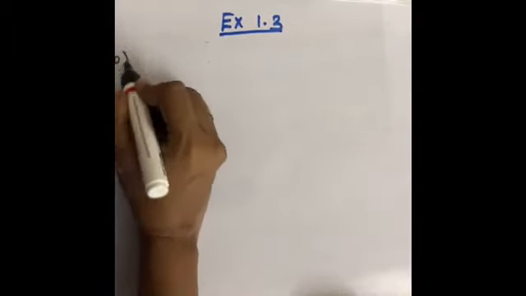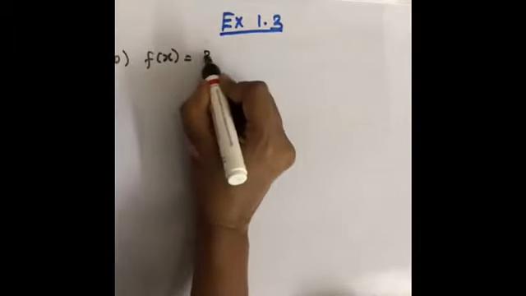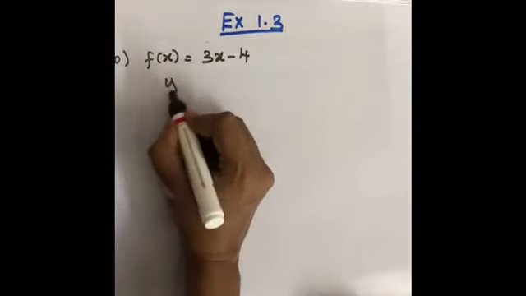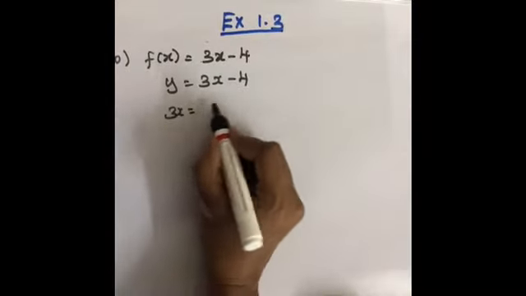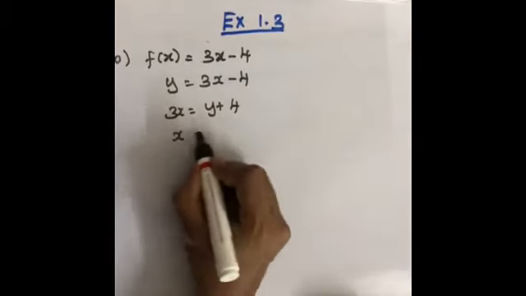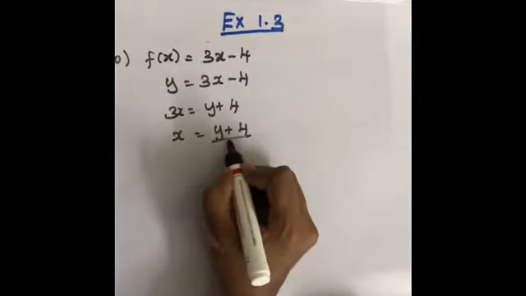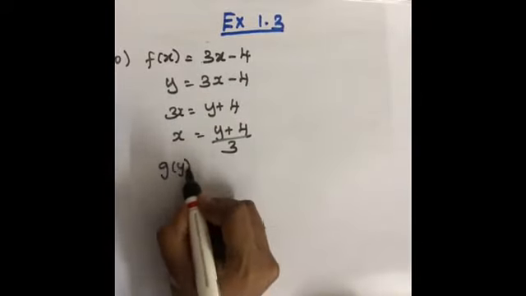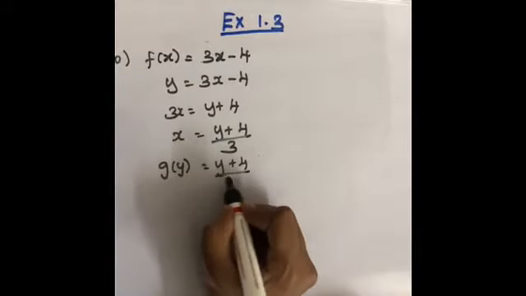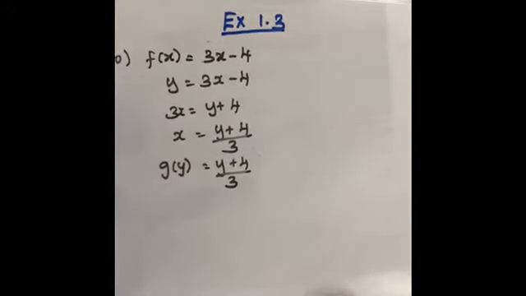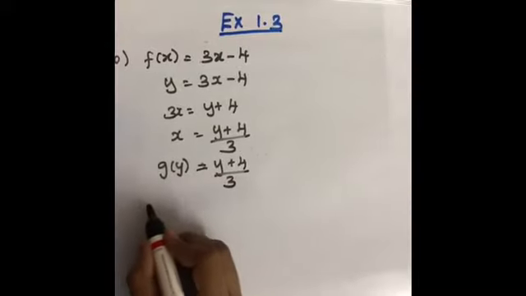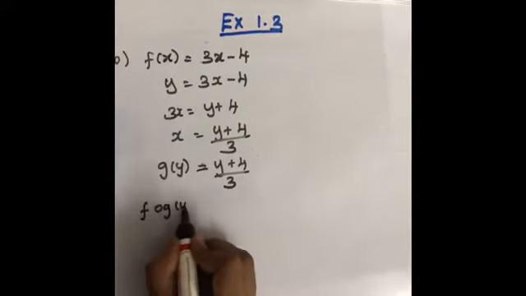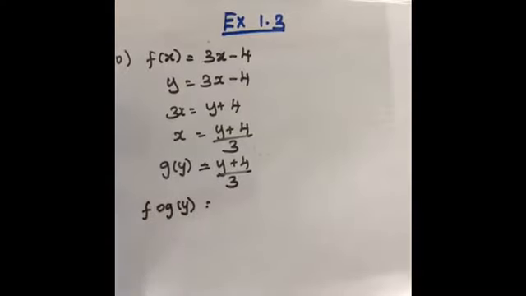So, f of x is equal to 3x minus 4, that is y is equal to 3x minus 4. So, 3x is equal to y plus 4. So, x is equal to (y plus 4) divided by 3 and it is our g of y. It is equal to (y plus 4) by 3. Okay. Now, we have to check whether the inverse is also a function. So, f composite g and g composite f we have to find.